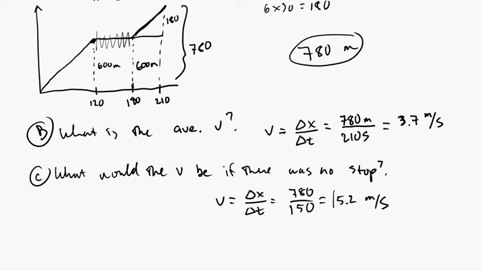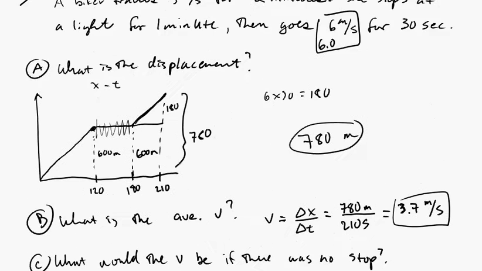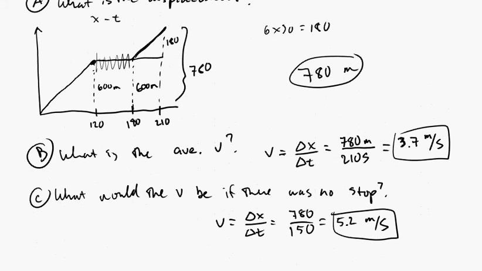Now that average velocity makes a little more sense because without a stop, you would be somewhere between 5 and 6 meters per second. And because we were at 5 meters per second for much longer, it's going to be closer to 5. And so when you see problems like this, you're going to have to break it up into pieces and figure things out using the rates over those little pieces.